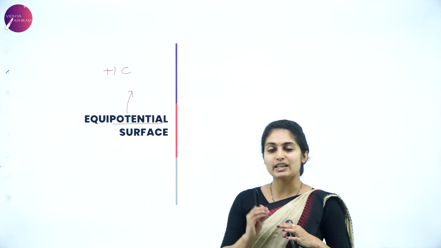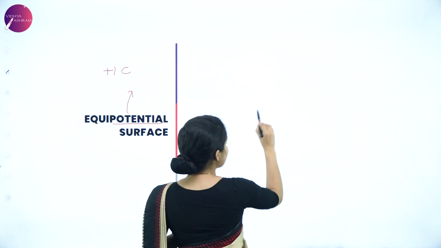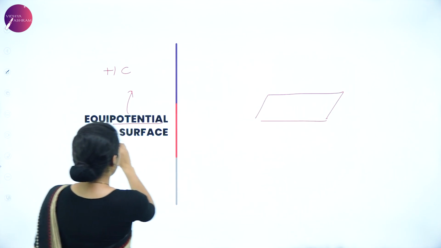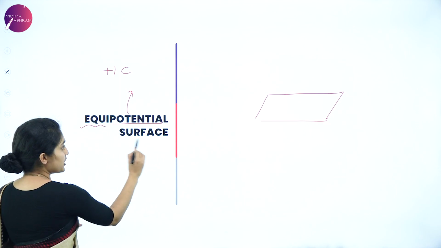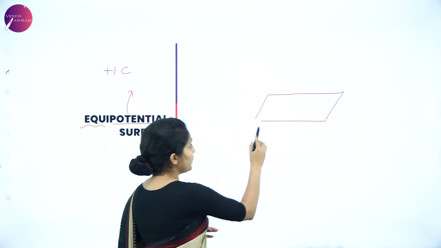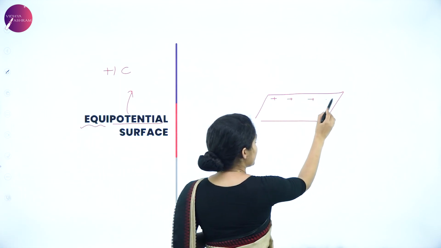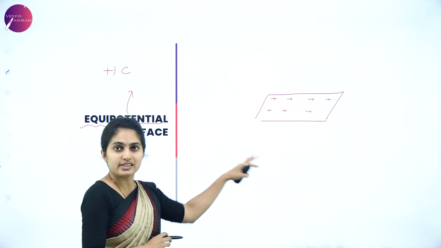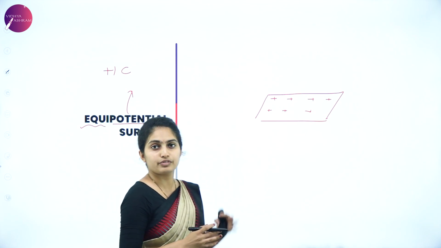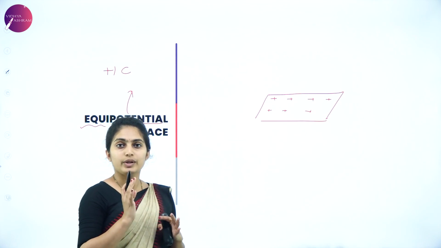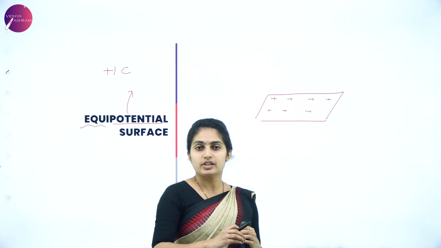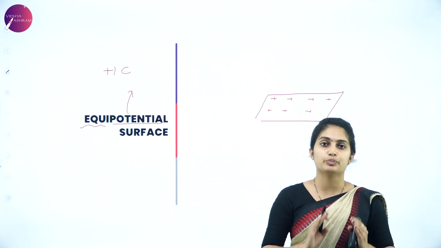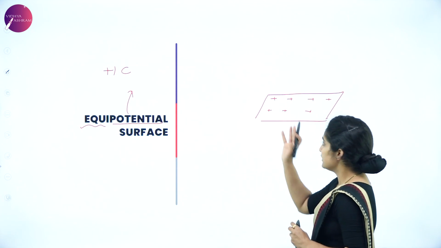So what is this equipotential surface? Suppose you have a surface; the name itself tells: equipotential surface. Equally the potential is distributed on the surface of the charges. The surface of this conductor is called equipotential. Equally, the potential distributed on the surface or superficial area of a conductor is said to be an equipotential surface.